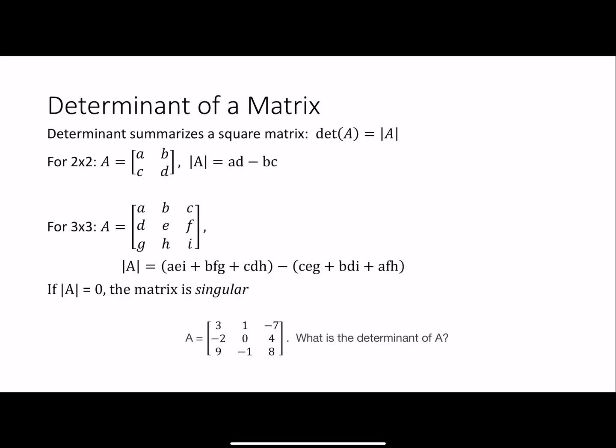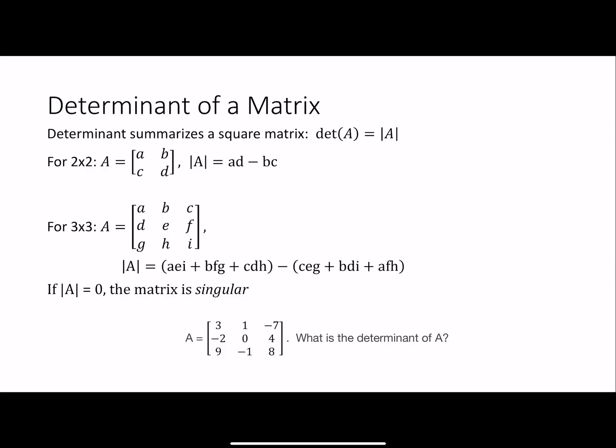So, the determinant of a matrix. The determinant of a matrix summarizes a square matrix. We write the determinant as determinant of A, or simply with this line on both sides of A. And the determinant is a specific operation. You take the entries of this matrix, and you do an operation, and out comes a number, right? So the determinant of a matrix is a number that you attach to this matrix.